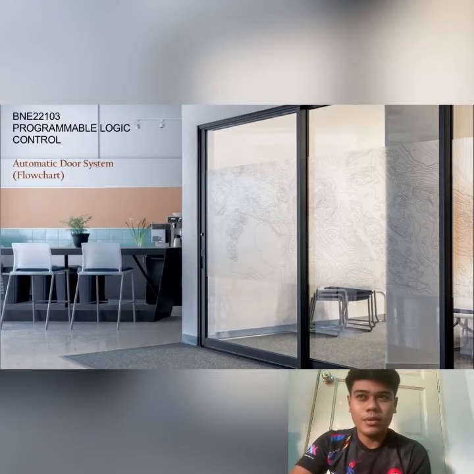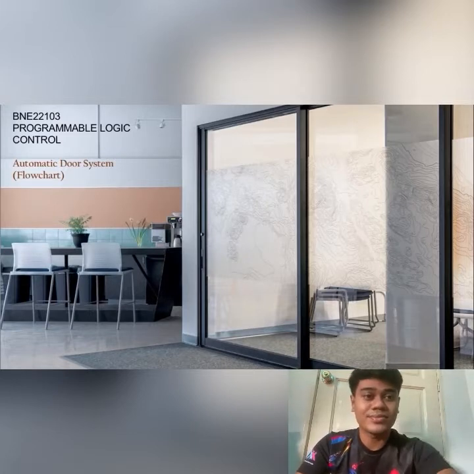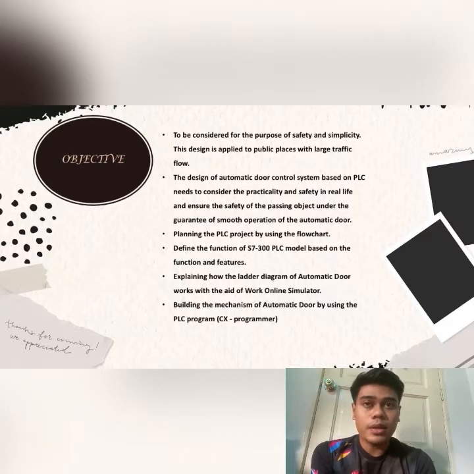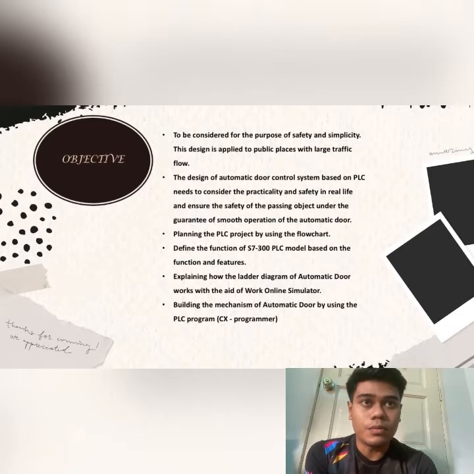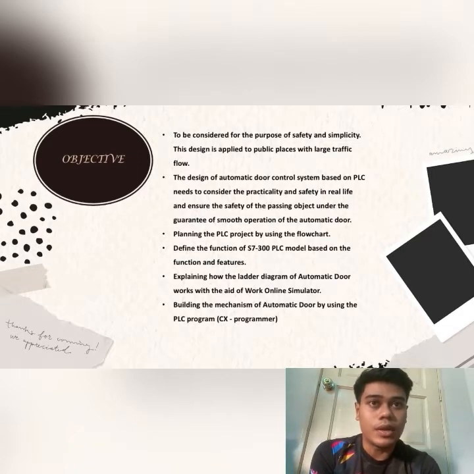Today we are going to present our project, which is an automatic door system using a flowchart. The next part is about the objective of our project. First of all, our project is to be considered for the purpose of safety and simplicity. This design of automatic door is applied to public places with large traffic flow.